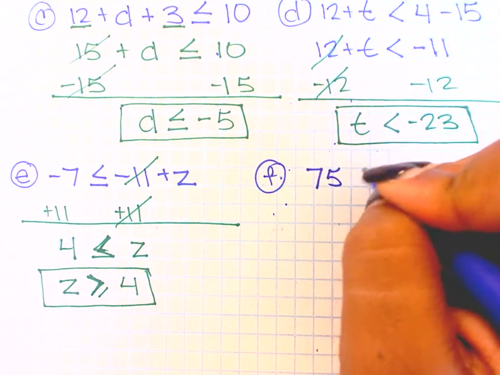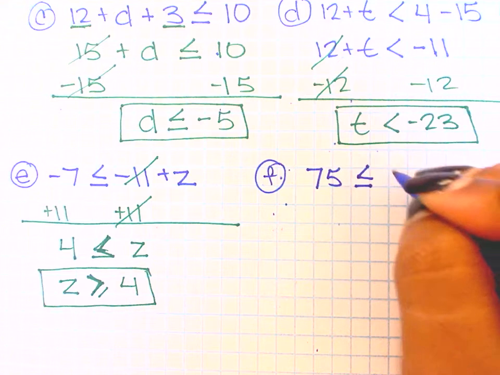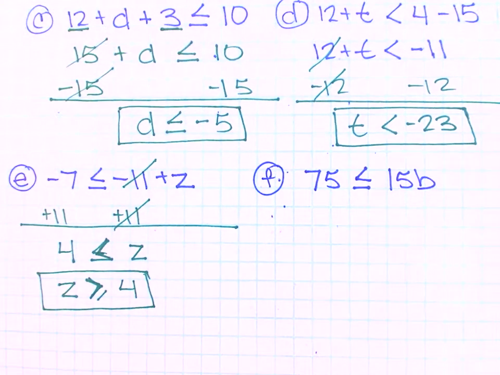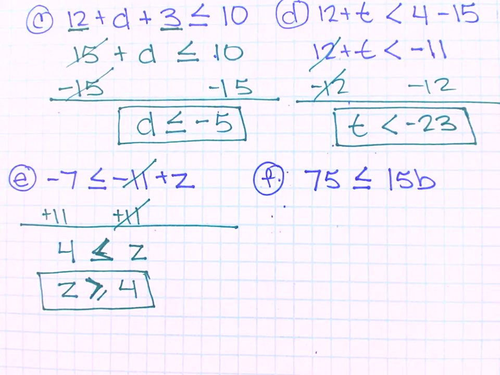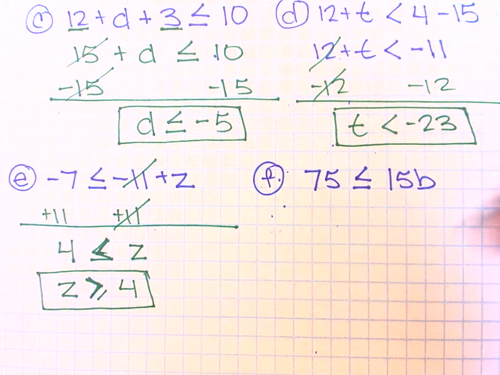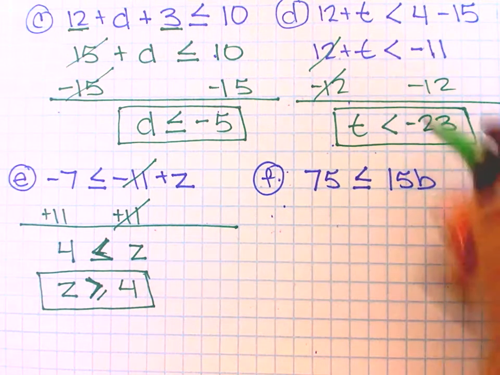75 is less than or equal to 15B. So now we're getting into the multiplication and division problems, okay? This is where we need to watch out to see if we need to switch the way that the greater than or less than sign goes. We need to see if we need to reverse. So to get B by itself, I know I'm going to divide by 15 on both sides.